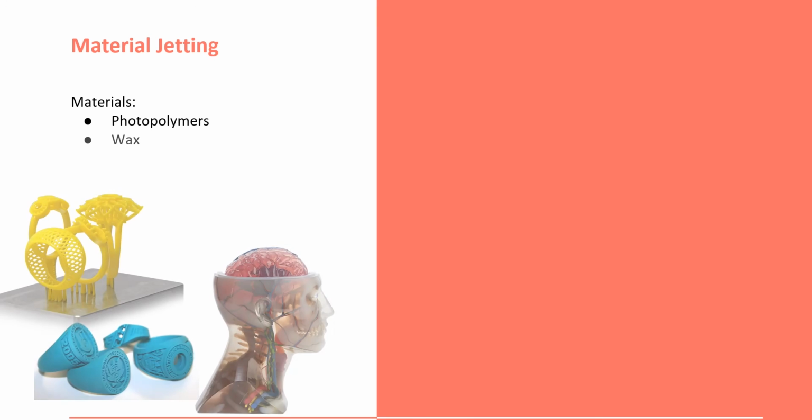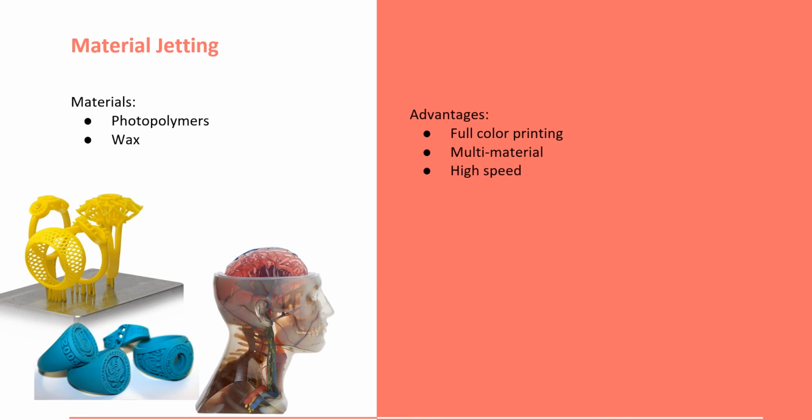Materials used in this process are limited to photopolymers and wax, which is a popular material choice for jewelry mold making. Like binder jetting, material jetting allows us to print in full color, and this process allows us to print multiple materials in one build. The process is fast and produces dimensionally accurate parts. On the other hand, this process limits us to only liquid materials.